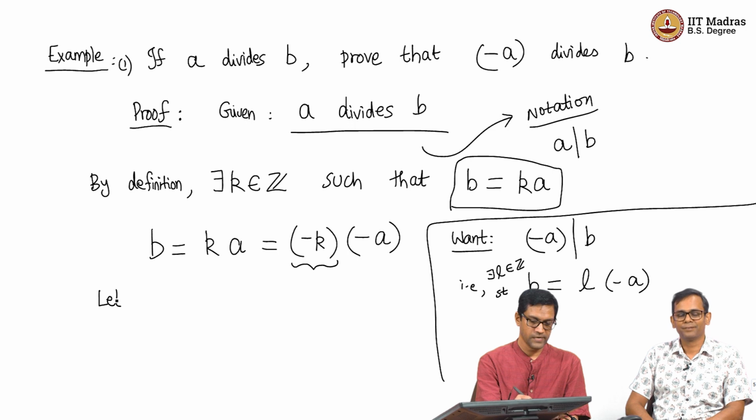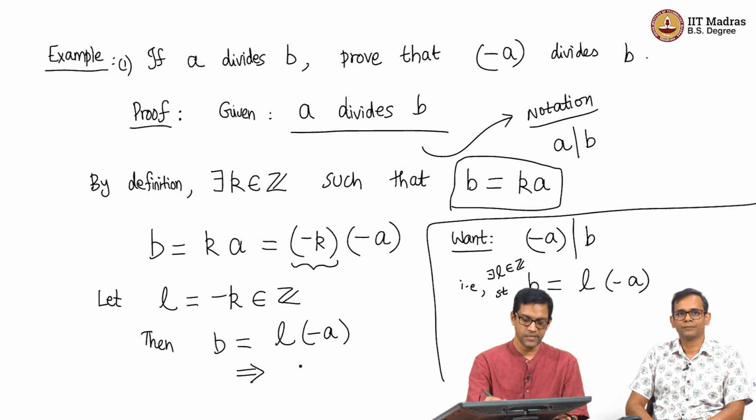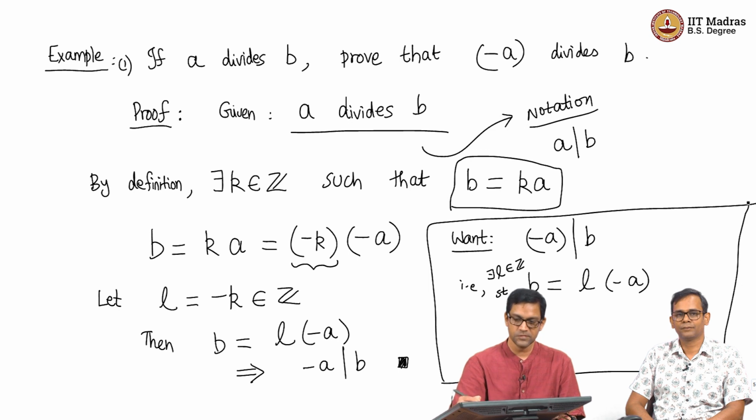Okay, so let's do the following. Let's define L to be the integer minus k. k is an integer, so is minus k. Then observe that b is exactly the integer L times minus a. Now what does this mean? By definition, this implies that minus a divides b. Okay, and that's the end of the proof. Sometimes we denote the end of the proof with a little shaded box, to say that that completes the proof.